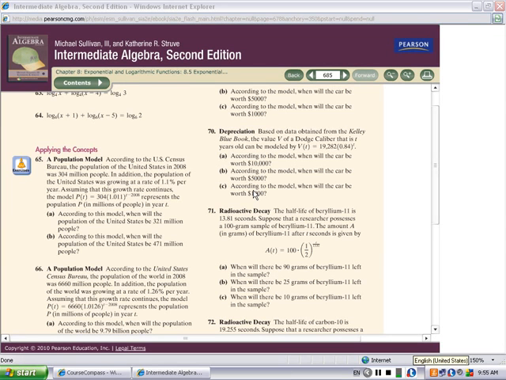In 2008, this is year, this is population, okay? You have 304 million people, right? In 2009, you are going to have this times e to the power 1. In 2010, you are going to have 304 million people times e squared. Do you see what I'm saying? This is from where? This is from the U.S. Census Bureau. This is just an approximation. Where did I get e from?